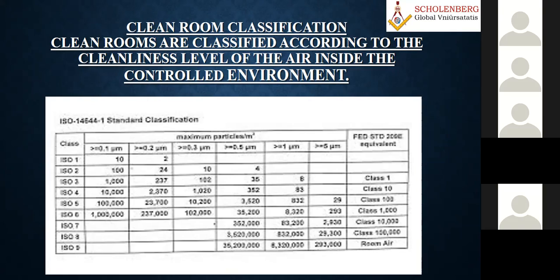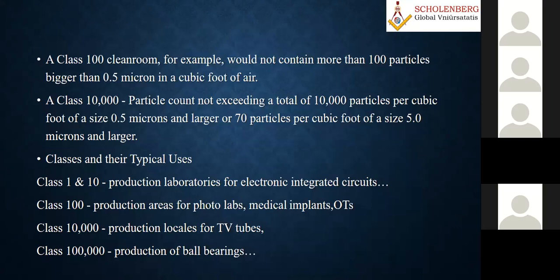This is now available, and then how much less than this particle size is the allowed permissible limit. You can see less than 0.01 micrometer, and all these things are there. Now, when I mention a class 100 clean room, for example, it would not contain more than 100 particles bigger than 0.5 microns, if I take 1 cubic foot. This is what I told earlier also. Similarly, a class 10,000. Then we have different kinds of typical industrial use, class 1 and 10.